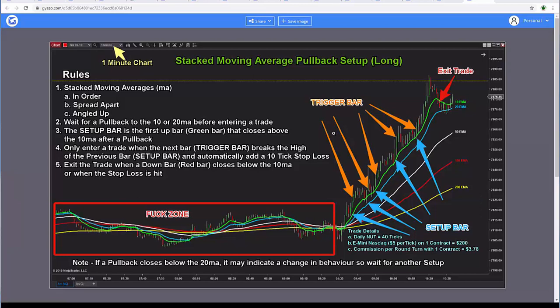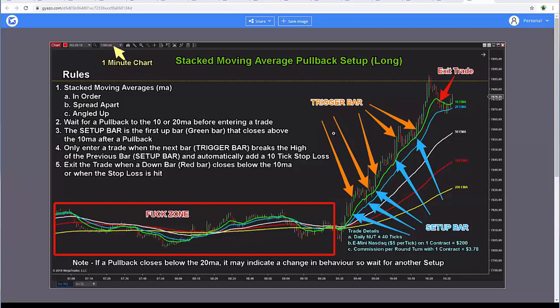And we're looking for a 10 tick stop loss to be placed in automatically when you go in. With NinjaTrader, there's an ATM strategy to put in. So you get an entry with 10 ticks maximum loss. Never ever break this rule.